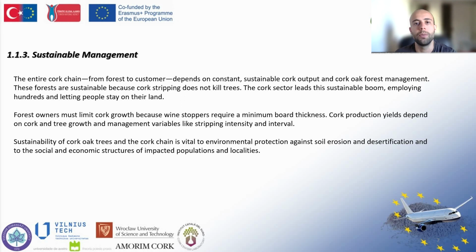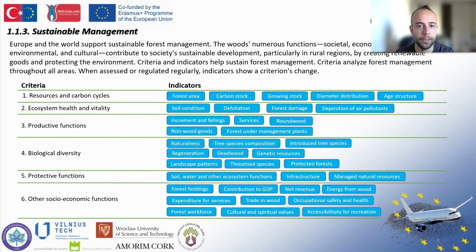The cork industry depends on sustainable cork outputs and forest management. These forests are sustainable because stripping cork does not harm the tree. The sustainability of cork oak trees in the cork industry is essential for environmental protection, social and economic structures, and preventing soil erosion and desertification.